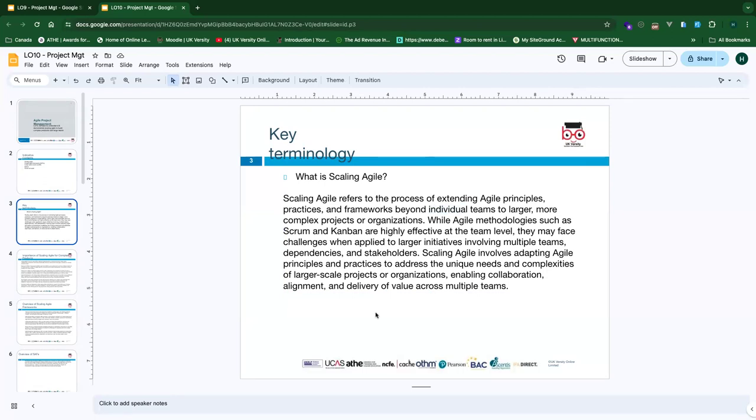While agile methodologies such as Scrum and Kanban are highly effective at the team level, they may face challenges when applied to larger initiatives involving multiple teams, dependencies, and stakeholders. Scaling agile involves adapting agile principles and practices to address the unique needs and complexities of larger scale projects or organizations, enabling collaboration, alignment and delivery of value across multiple teams.